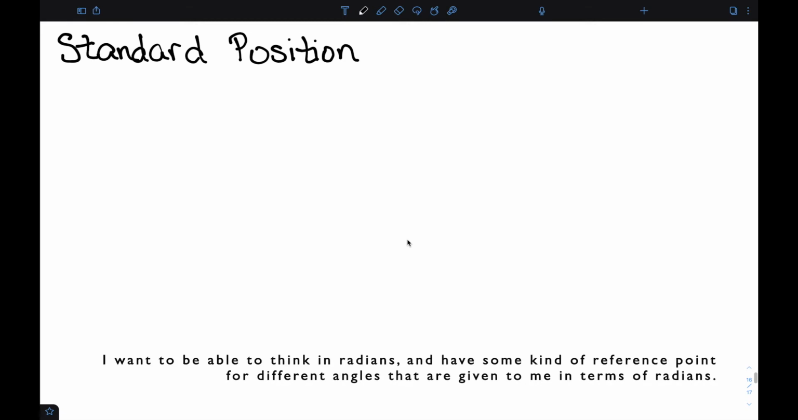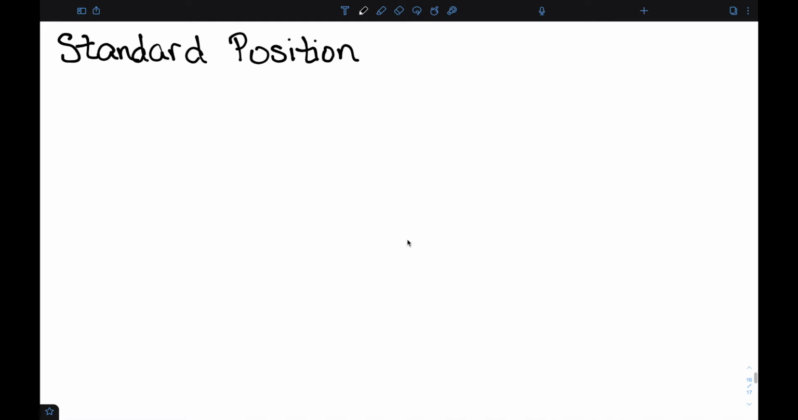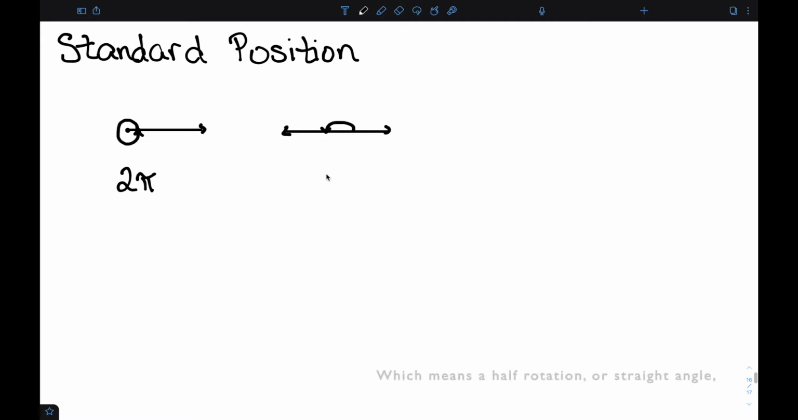I want to be able to think in radians and have some kind of reference point for different angles that are given to me in terms of radians. We know that a full rotation is 2 pi, which means a half rotation or a straight angle is half of 2 pi, or pi. If we were to look at a right angle, this is half of a straight angle, so it would be half of pi, or pi over 2.